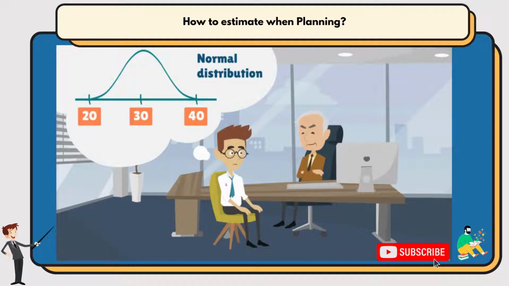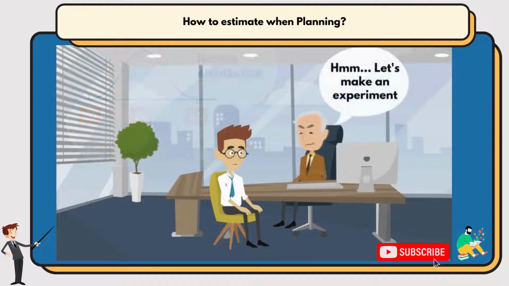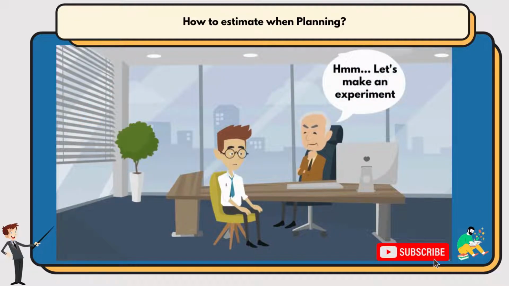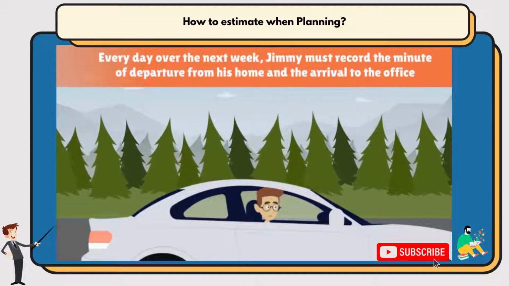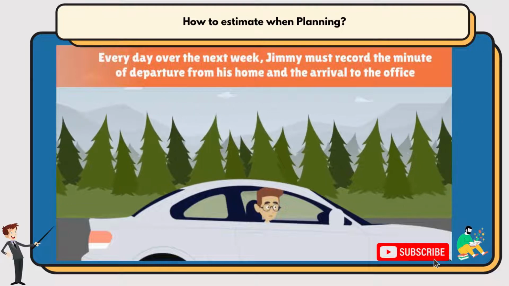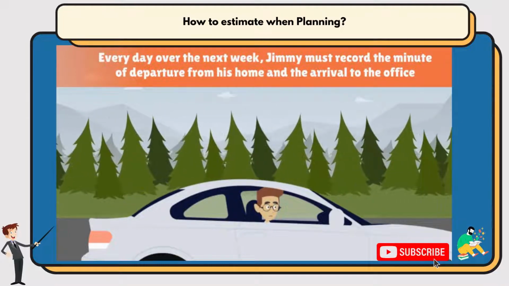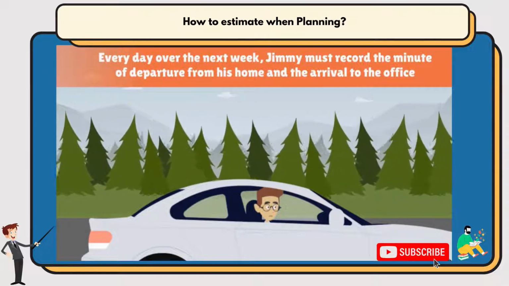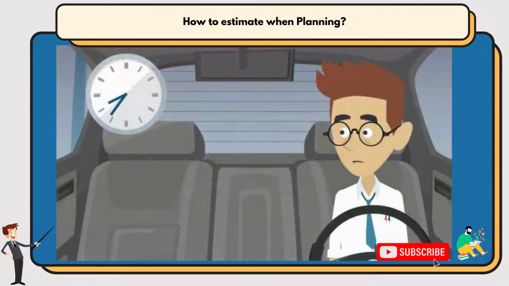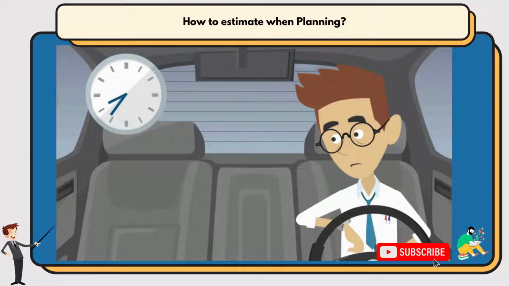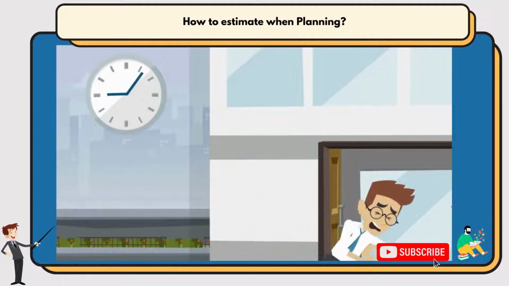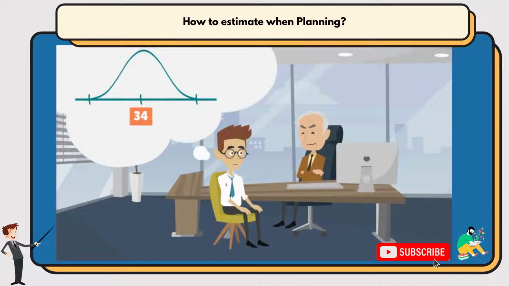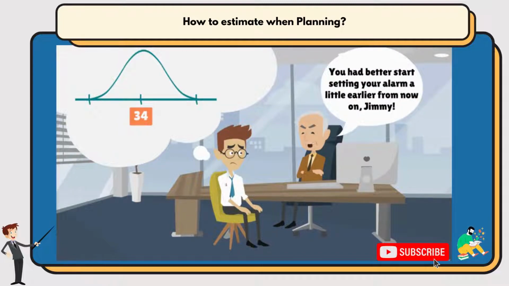His manager doesn't really think Jimmy's estimation is completely accurate, so he asks Jimmy to help him with a little experiment. Every day over the next week, Jimmy must record the minute of departure from his home and of his arrival to the office. Once the data is collected and reviewed, something quite interesting comes to light. Jimmy is not quite the punctual employee he thought he was. In fact, he made it to the office in less than 30 minutes only once. The data showed that on average, Jimmy takes 34 minutes to reach the office, over 10% his estimate. You had better start setting your alarm a little earlier from now on, Jimmy.